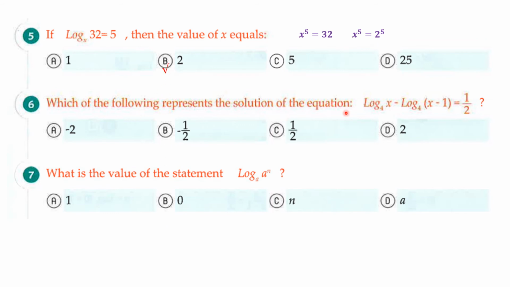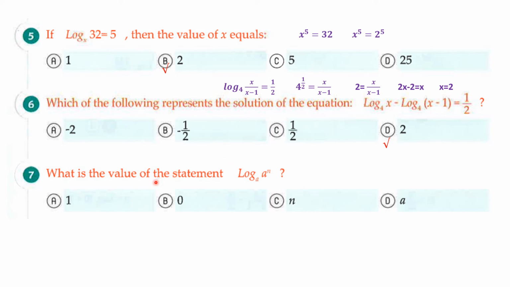Which of the following represents the solution of the equation? Here I don't have a log, be very careful. Your only help over here is to change logs to exponentials. The first step, this is a minus. According to laws of logarithms, I can change a minus into a division. So log base 4 of x over x minus 1 equals half. Change to exponential: 4 to the power of a half equals x over x minus 1. 4 to the power of half is root of 4, so it's 2 equals x over x minus 1. Cross multiply, you will end up with x equals 2.